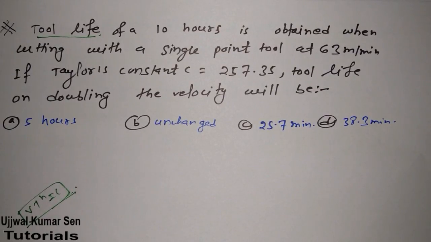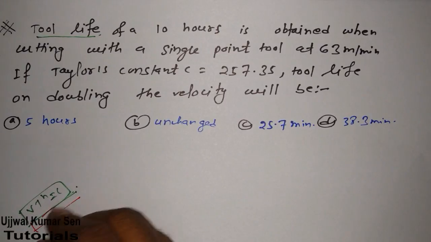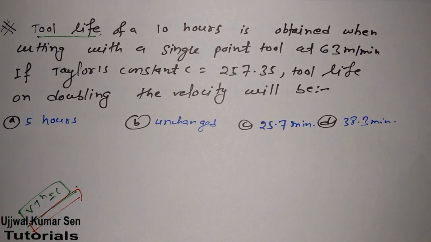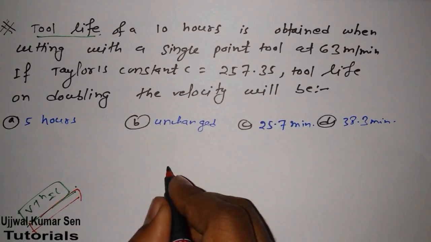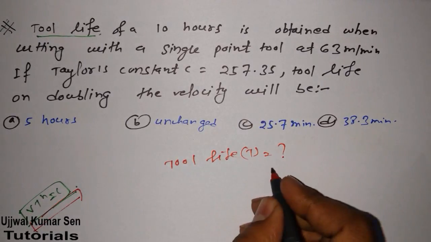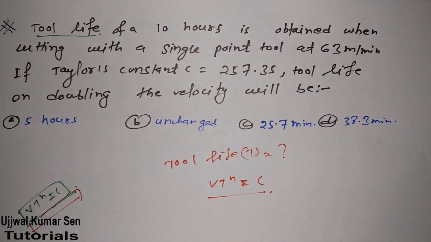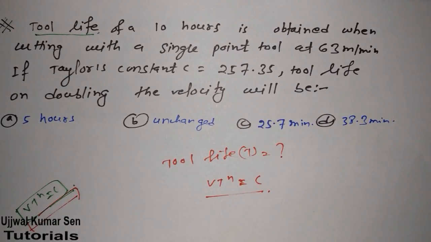All the questions have a different angle to solve, but in all of them we are using the same equation, V T to the power n is equal to constant. Just like in front of you, a question is here, and in this question what we have to find out is the tool life. Tool life is denoted by T, so we have to find T, using the equation V T to the power n is equal to constant. We have to use what is given in the question, and by using those things we can find the answer that was asked.